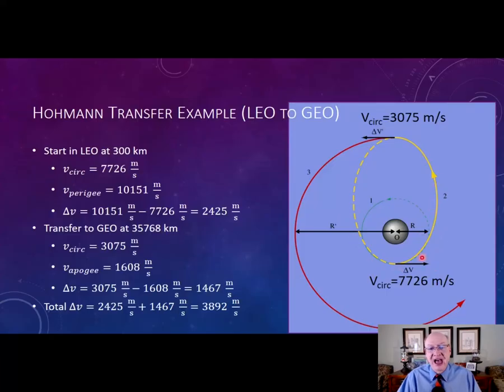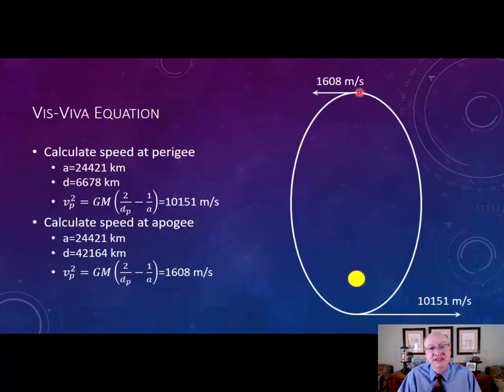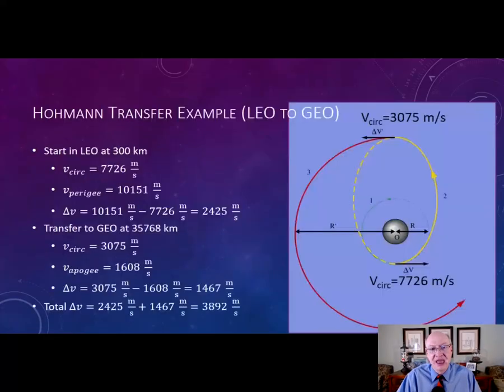Now I wait 5.25 hours, and I get up here to the very top. And now that I'm at the very top of the orbit, how fast am I traveling? Well, we just saw that now at the top of the orbit, I'm traveling 1,608 meters per second. But interestingly, that's not fast enough to be in a circular orbit up there. To be in a circular orbit up there, you'll remember using the circular orbit velocity, I had to be traveling at 3,075 meters per second.